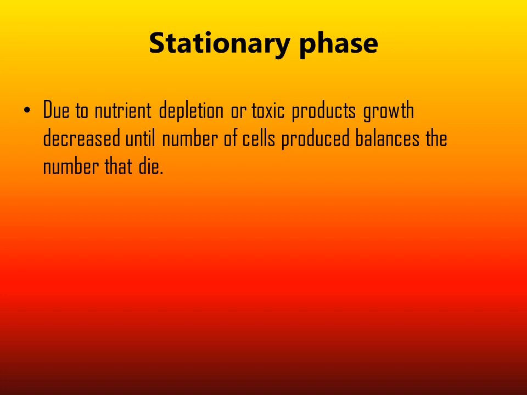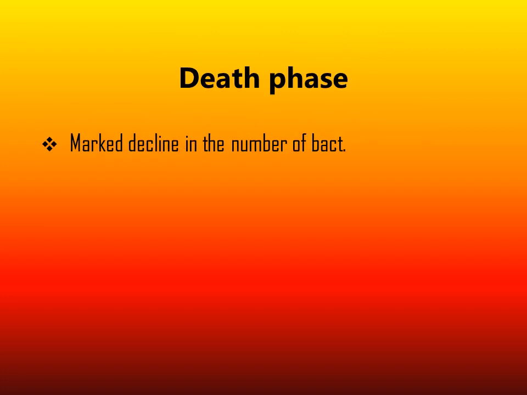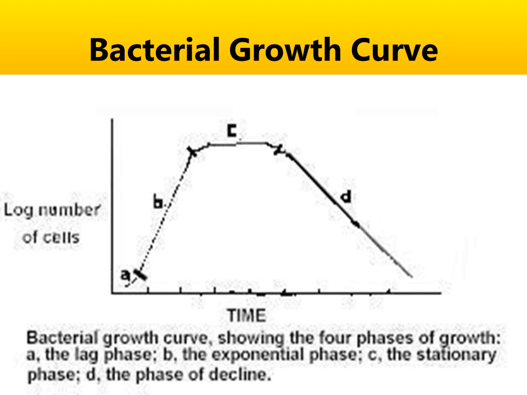In the stationary phase, there is nutrient depletion or toxic product accumulation, and growth decreases until the number of cells produced balances the number that die. And the death phase is a marked decline in the number of bacteria. This is called the bacterial growth curve, showing the four phases of their growth.